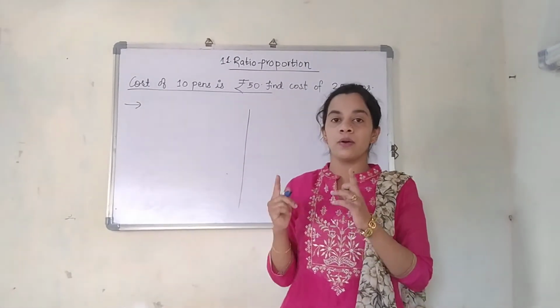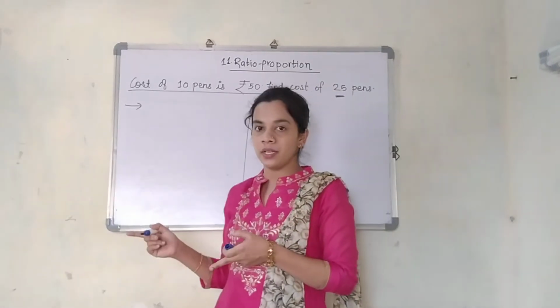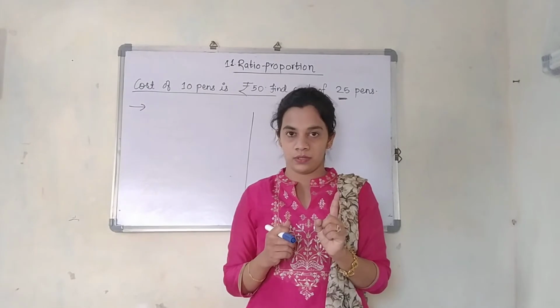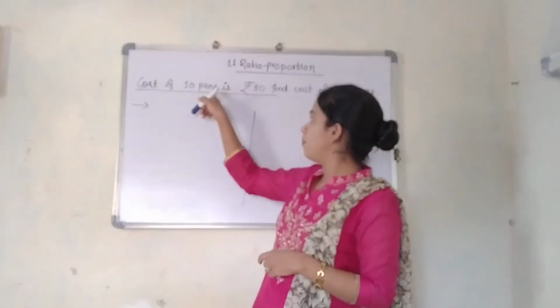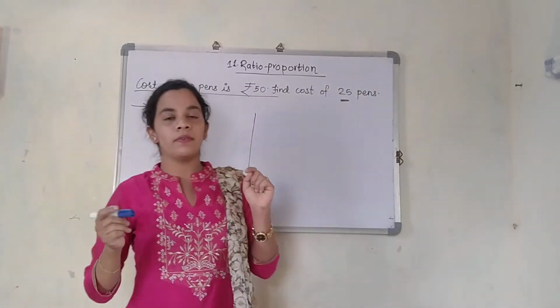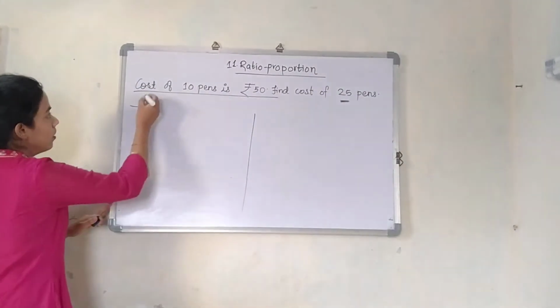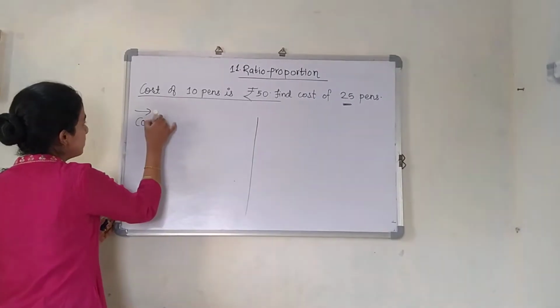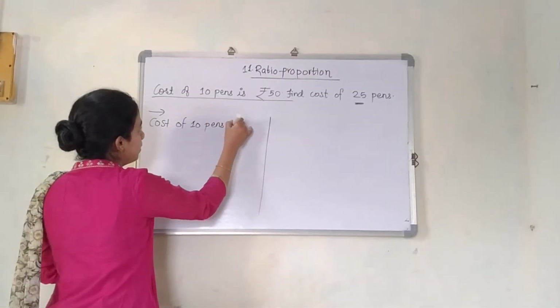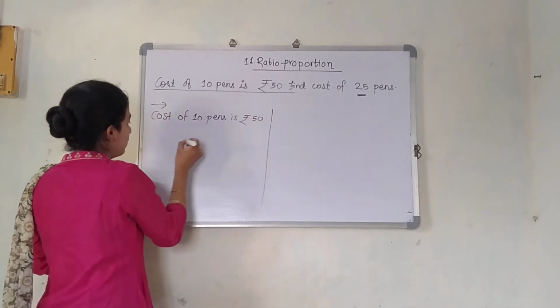So first we are going to use the unitary method over here. In this method we are going to find out the value of 1 pen first. Cost of 10 pens is rupees 50. Then what is the cost of 1 pen? That is what we are going to find out. Just see the method. First we write the sentence as it is: cost of 10 pens is rupees 50.